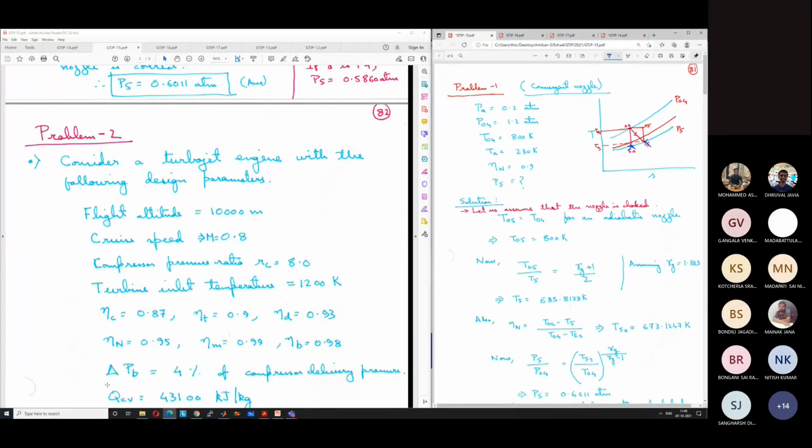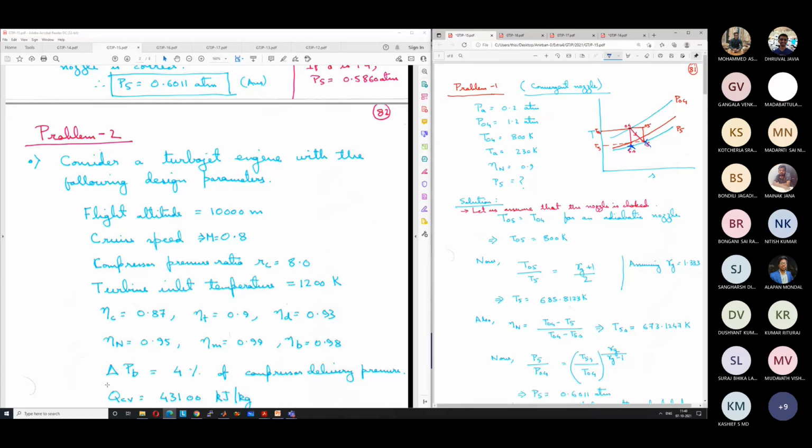Okay, so characteristics means what is the thrust generated, what is the specific fuel consumption, which is the fuel per unit thrust, and things like that.